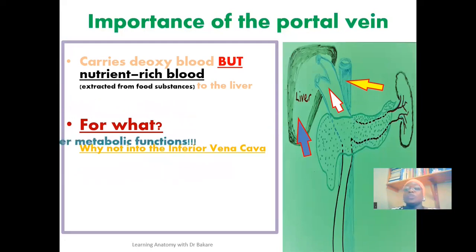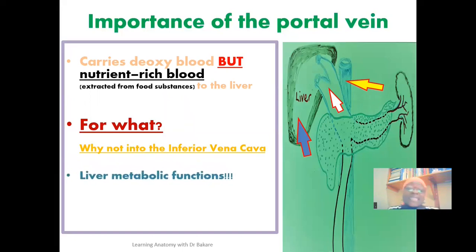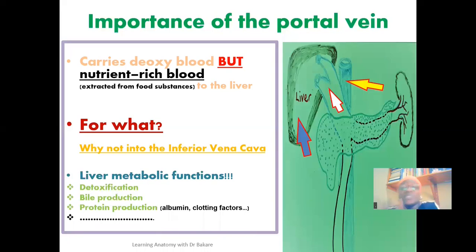If we look deeper at the functions of the liver, we see that the liver presents a number of metabolic functions. This includes detoxification, the production of bile, which is used for the emulsification or breakdown of fat, and the production of proteins such as albumin and so on. All these substances need raw materials to be produced, and this is what the liver takes up in the nutrient-rich blood delivered by the portal vein.